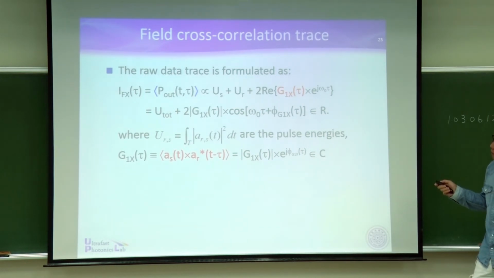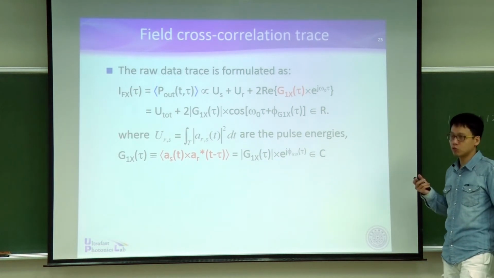The third term matters, which is 2 times the real part of a complex function. Again, it can be rewritten as a magnitude function times a cosine function. The argument is omega 0 tau due to the carrier, and phi g1x of tau, the phase term of the cross correlation function. And again, it's a real function because any physical quantity has to be real.